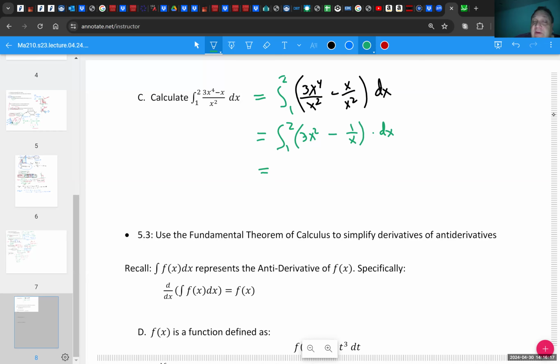So the antiderivative of 3x^2 is actually x^3. Think about differentiating x^3, you get 3x^2. And the antiderivative of minus 1 over x is minus ln of x. The derivative of ln x is 1 over x, so the antiderivative of 1 over x is ln x. And then we get our plus c. And we're going to evaluate this at the two endpoints, at x equals 1 and at x equals 2.